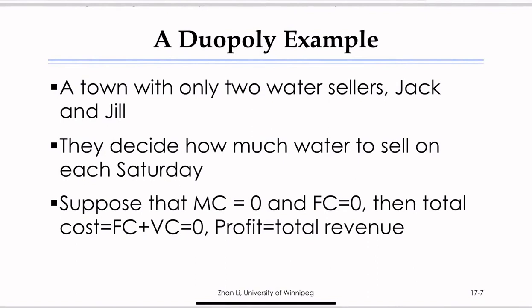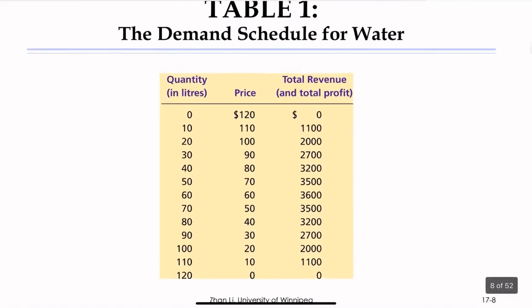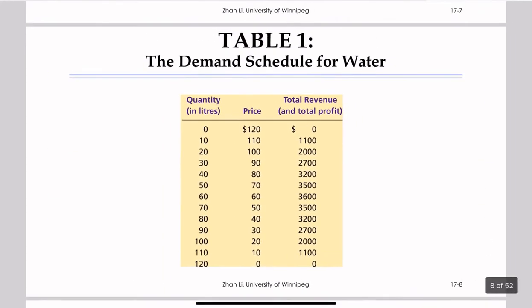Okay, so let's see the example here. We have a town with only two water sellers, Jack and Jill. And they decide how much water to sell on each Saturday. And suppose we have a very simple case. Marginal cost is 0. Fixed cost is 0. So total cost is 0. This implies profit equals revenue. Right? So let's examine the demand curve.